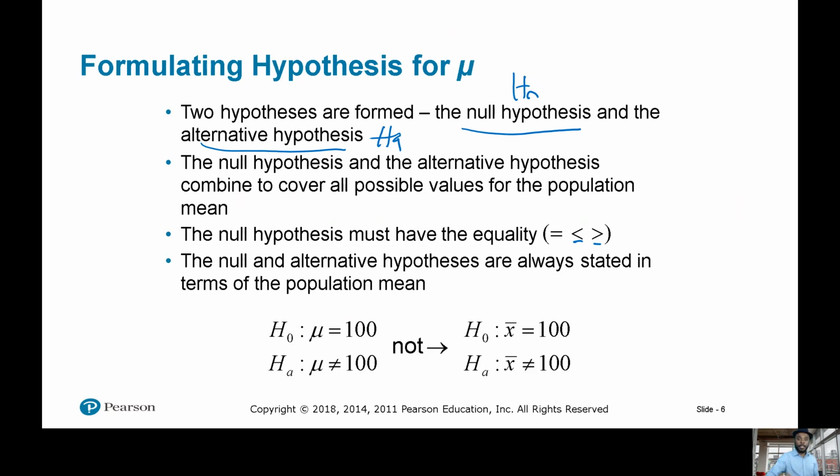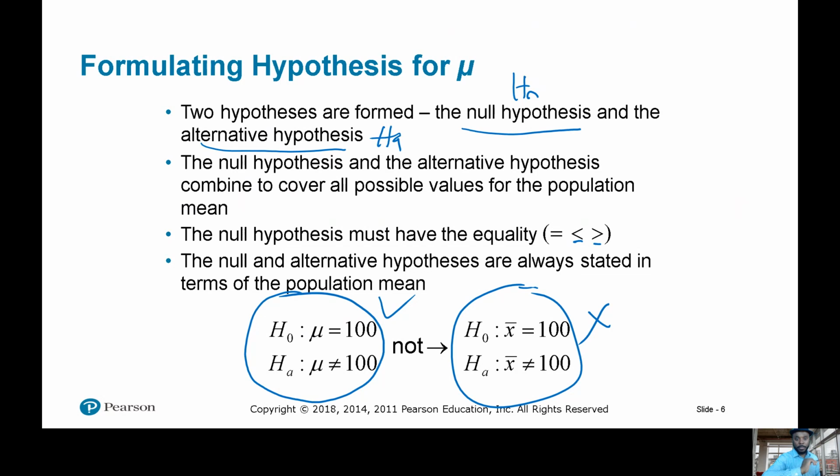So for example, this is a well-formed hypothesis. This is wrong. This is right. So you always state your null and alternative hypothesis in terms of the population mean. Good.